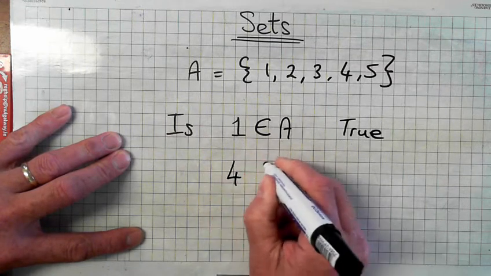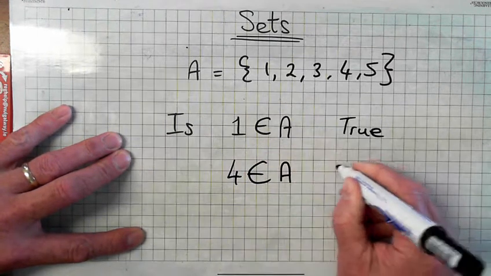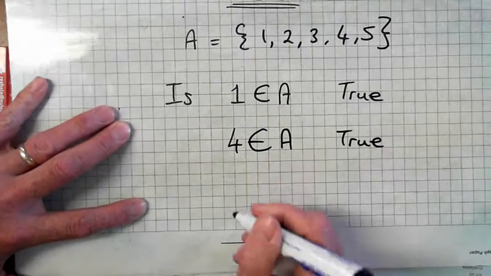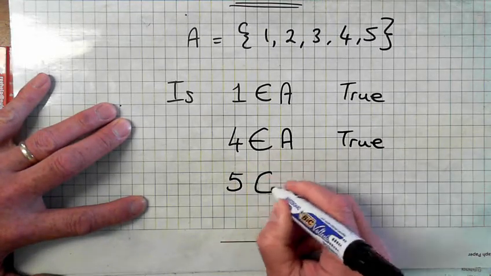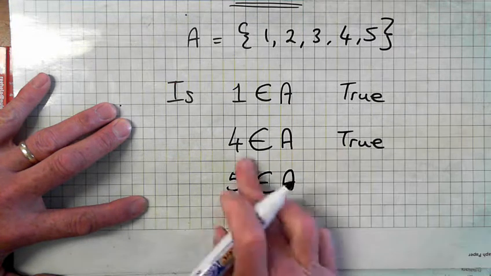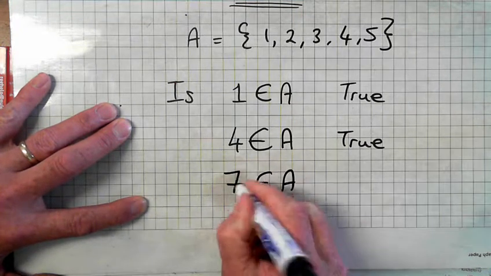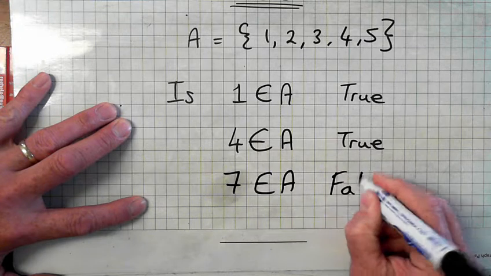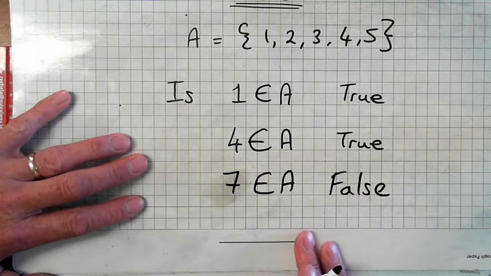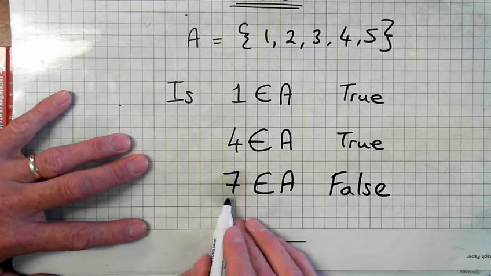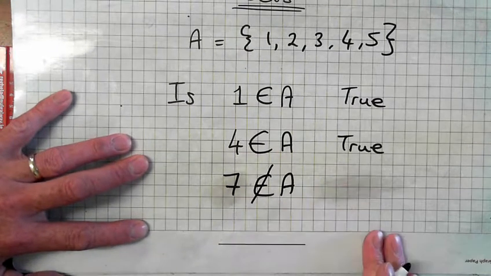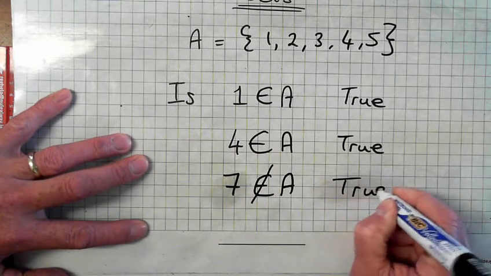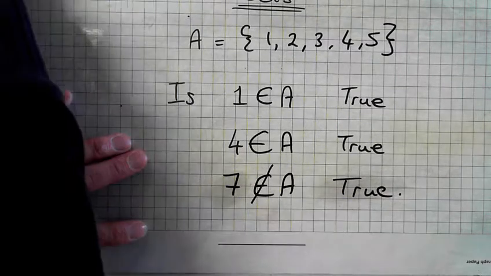Obviously, is 4 an element of A? True. And okay, I can write, is 5 an element of A? Oh, sorry, I'll change that. Is 7 an element of A? False. Another way I can write that, watch this: 7 is not an element of A. Is that true? That's true. It's not an element, so you don't see it inside it.